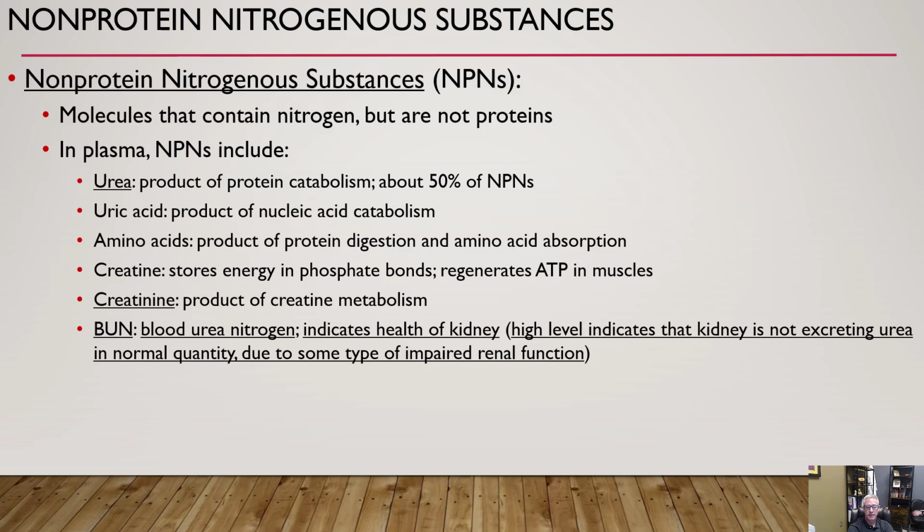It looks at basically your blood urea nitrogen. It lets us know if your kidney is not excreting urea in normal quantity due to some type of impaired renal function. Obviously, it's not going to be your only kidney test that we look at. We can look at your creatinine level. So there's your BUN, your creatinine. We can look at creatinine clearance, and we can look at the clearance of specific medications as well.